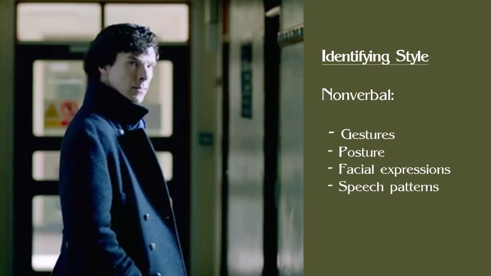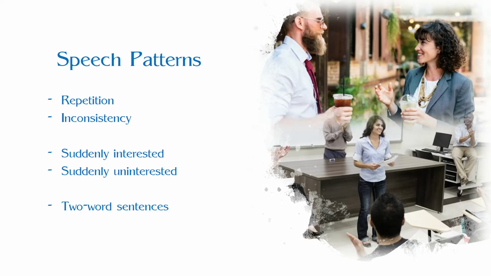So let's identify the styles. One way to do it, even if they are in zone 2, is gestures and postures, facial expressions, and speech patterns, which are all nonverbal, can also play a big part in trying to identify what style someone is. This is certainly before we even qualify or ask any questions. When it comes to speech patterns, a lot of things are obvious here. When someone repeats a lot in conversation, inconsistency in how they talk, if they are suddenly interested or suddenly uninterested.